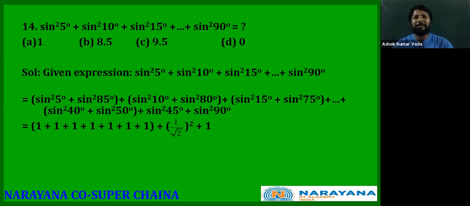See, we are starting with sine square 5 degrees, and with multiples of 5, we are reaching 40 degrees, right? So how many multiples of 5 are there in 40 degrees? It is 8 multiples of 5, right? And therefore, in the bracket here, we should have 8 ones, and then a 1 by root 2 the whole square, and then a 1, right? And so this total should turn out to be 8 plus 0.5 plus 1, which is 9.5. Got it? The answer is 9.5. Okay. All right.